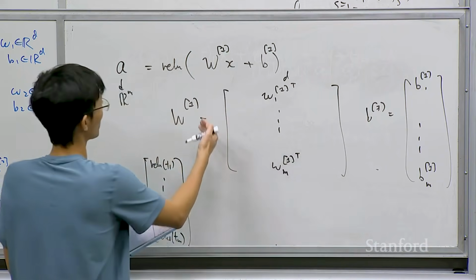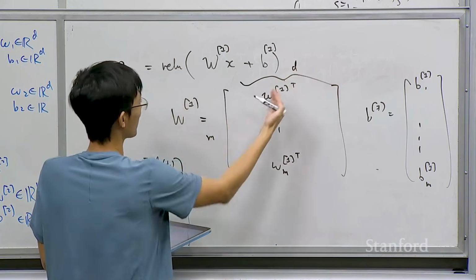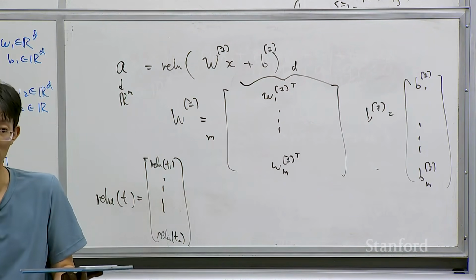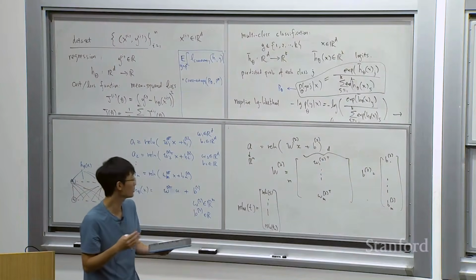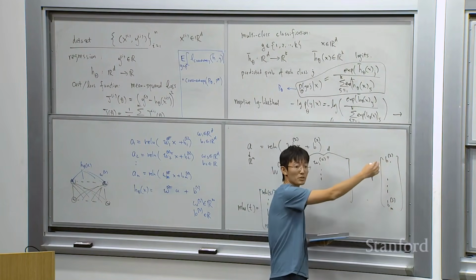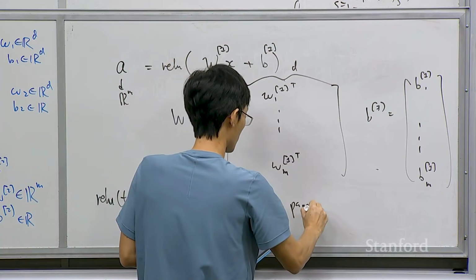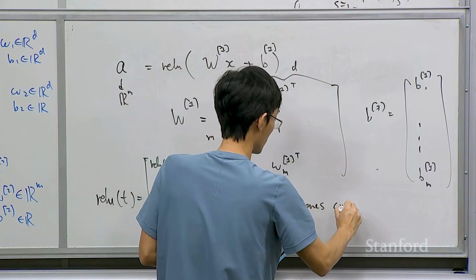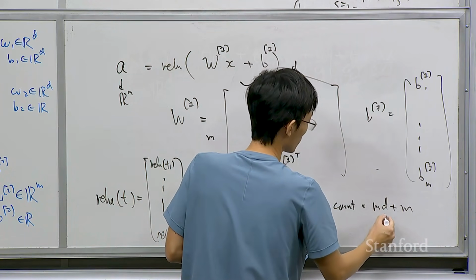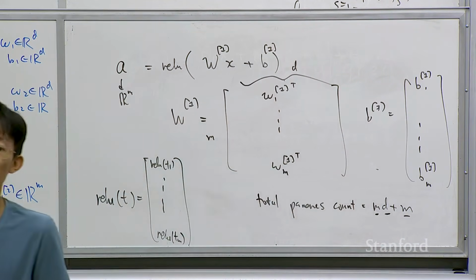If you count how many parameters there are, this is m by d. Because the input dimension is d and the output dimension is m, you need a matrix that turns the d-dimensional input into m-dimensional outputs. That's why you need m times d parameters. And then this has m parameters. So the total parameter count is md plus m. Here d is the input dimension and m is the output dimension.